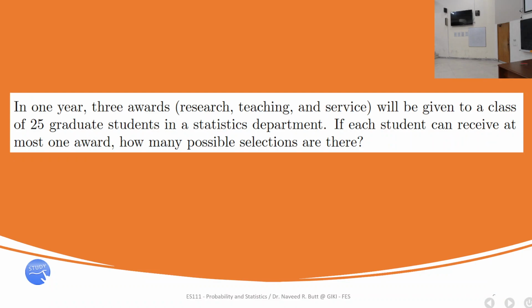Let's make the problems more interesting. Does it make sense what is written? If in 1 year 3 awards, research, teaching and service, are given to a class of 25 graduate students. Right? They are graduate students, so teaching and service were also needed along with research. In a statistics department, if each student can receive at most 1 award, how many possible selections are there?